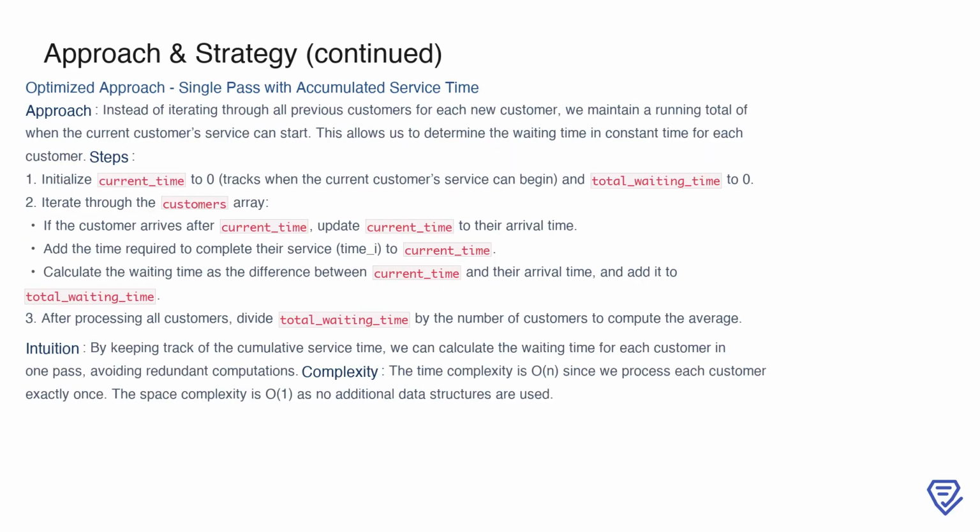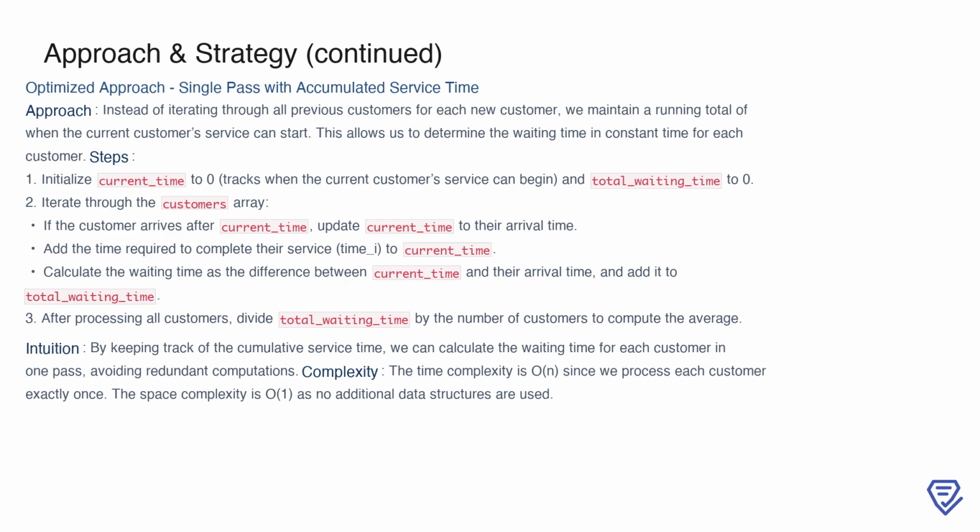Now, to address the inefficiencies of the brute force approach, we developed an optimized strategy that processes the customers in a single pass while maintaining a running total of the service time. Here's how it works. We initialize two variables, current_time, which tracks the moment when the next customer's service can begin, and total_waiting_time, which accumulates all the waiting times.